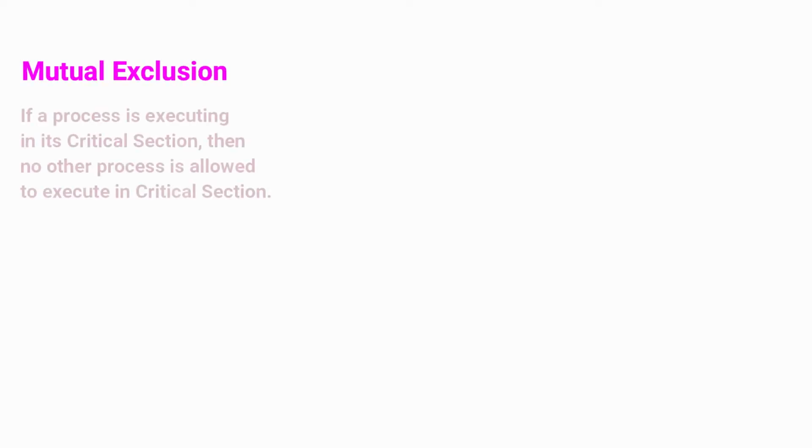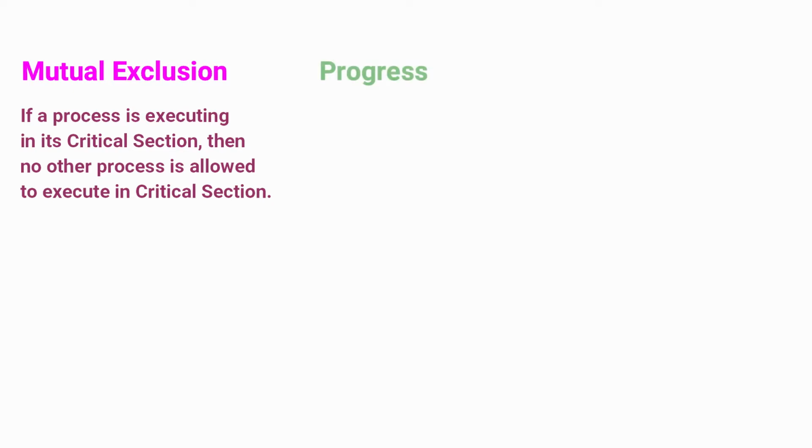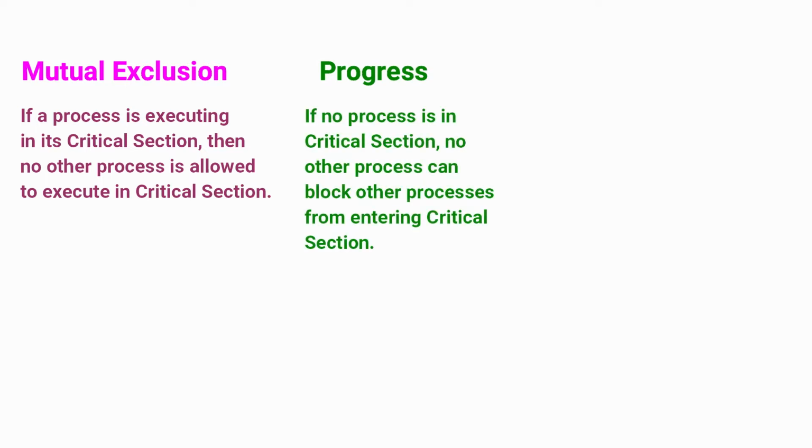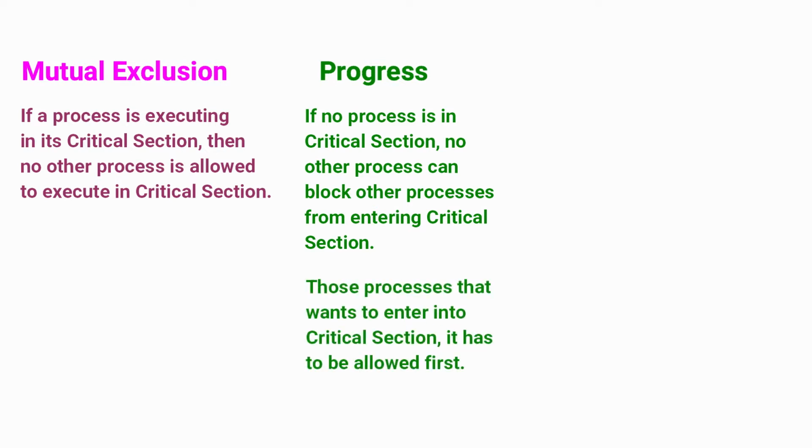A solution to the critical section problem must satisfy the following three conditions. The first one is mutual exclusion. If a process is executing in its critical section, then no other process is allowed to execute in its critical section. The second one is progress. If no process is in the critical section, no other process can block other processes from entering the critical section. Those processes that want to enter the critical section have to be allowed first.